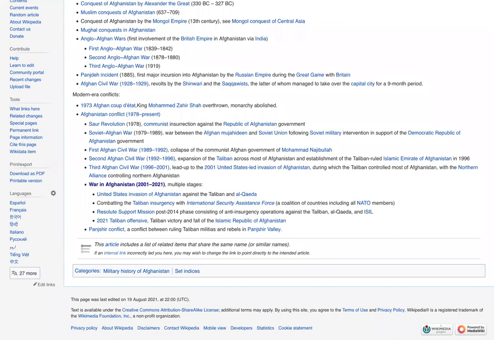Then we have several Afghanistan conflicts from 1978 to the present. The Saur Revolution of 1978, which was a communist insurrection against the Republic of Afghanistan. The Soviet-Afghan War from 1979 to 1989, which was a war between the Afghan Mujahideen and the Soviet Union following the Soviet military intervention in support of the Democratic Republic of Afghanistan government.